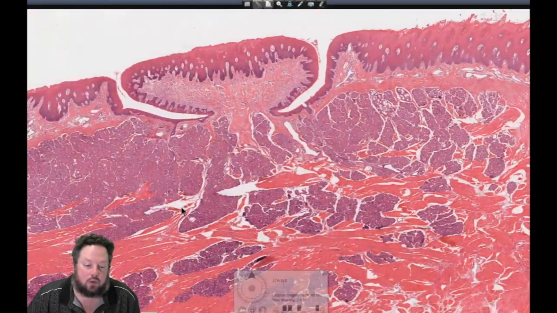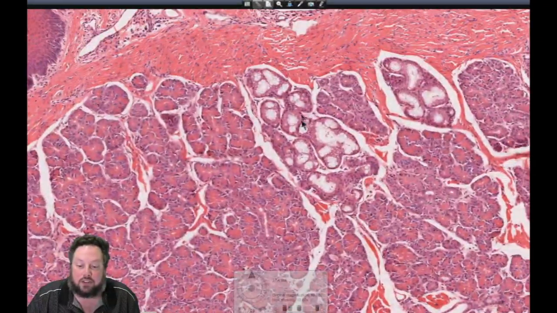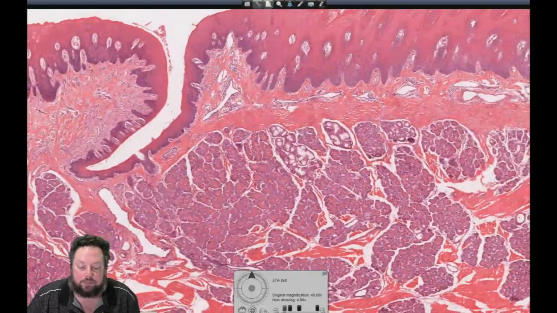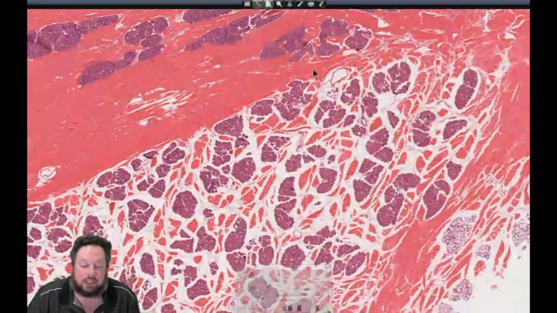Okay, so you can see how vast these von Ebner's glands are here, releasing into the base of these crypts. These are the ducts, and then these are the secretory portions of the von Ebner's glands here. And then we've got some minor salivary glands associated here as well, some of these little mucus acini. So the tongue also has accessory salivary glands.